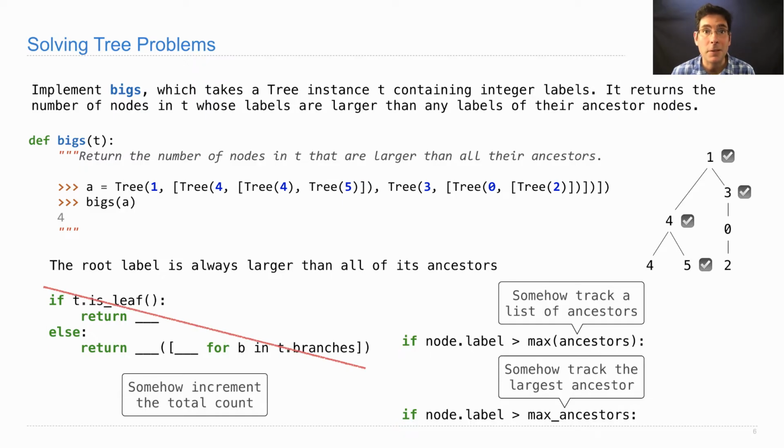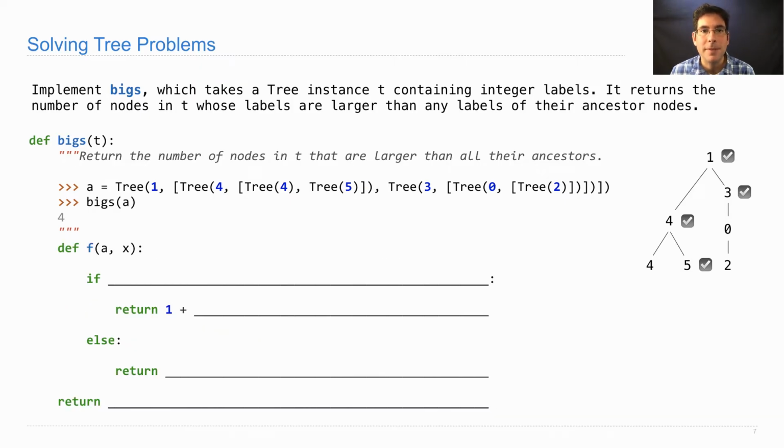Now, if I were solving this problem, I would recognize that as a useful hook. And I would try to figure out whether I can build the rest of the implementation around this idea of tracking the largest ancestor so far, comparing that with the node's label, and somehow incrementing the total count whenever that occurs. Now it's time to read the template. Here it is. I do recommend pausing the video and trying to solve it yourself, and then I'll walk through one solution process in 3, 2, 1.